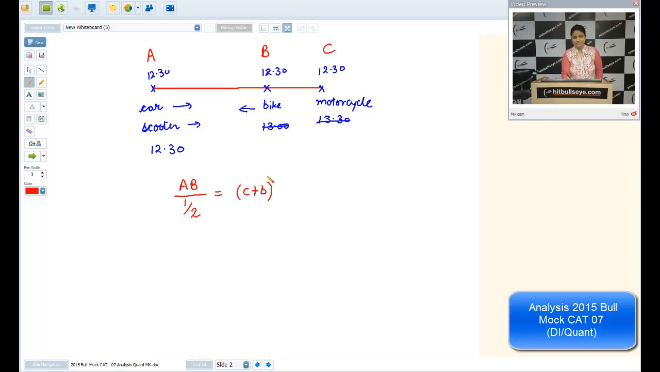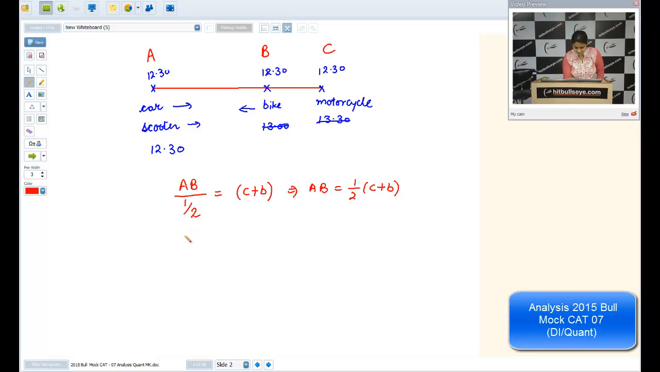C plus B. I'm taking the initials as their speeds. Car and bike are meeting at 13:00, and the motorcycle at 13:30. So I can say, first of all, AB is equal to half of C plus B.